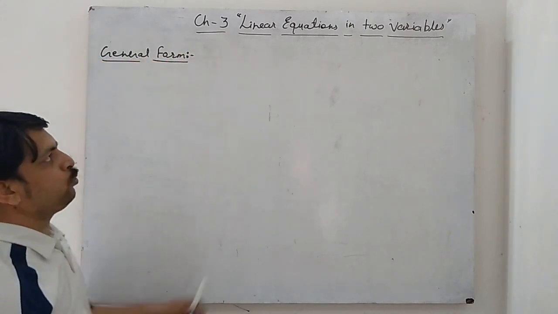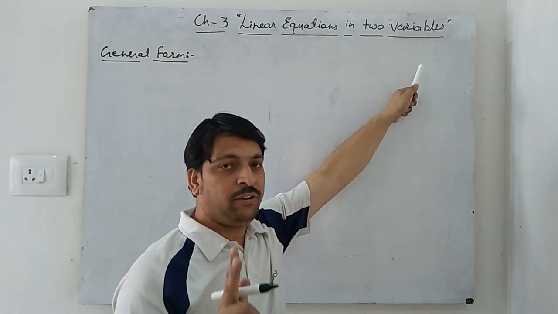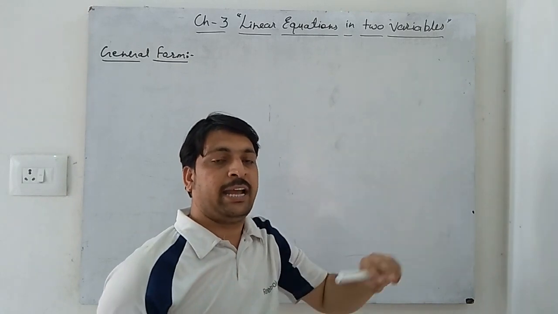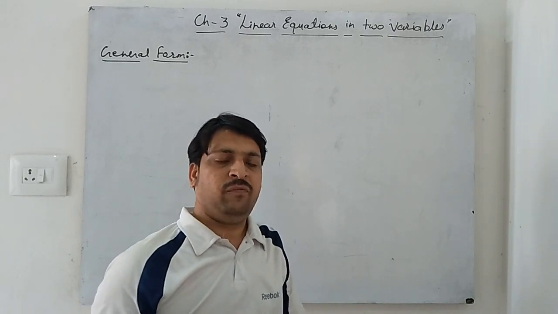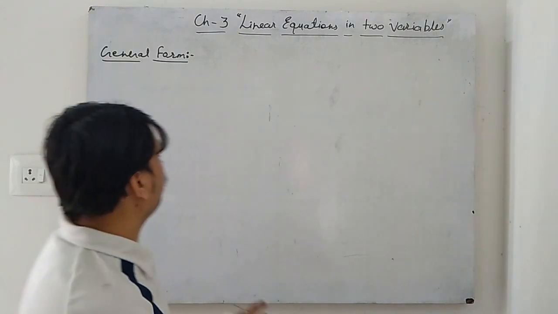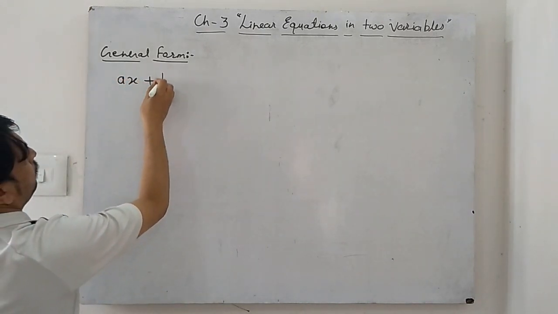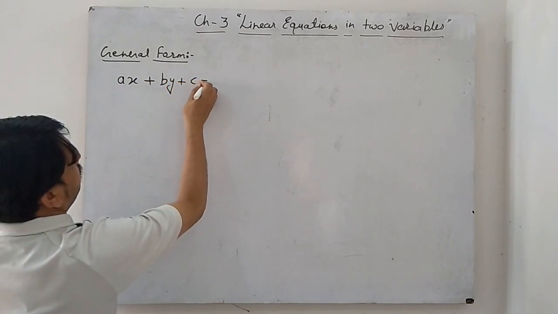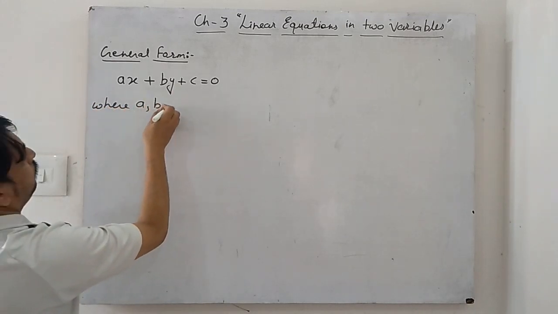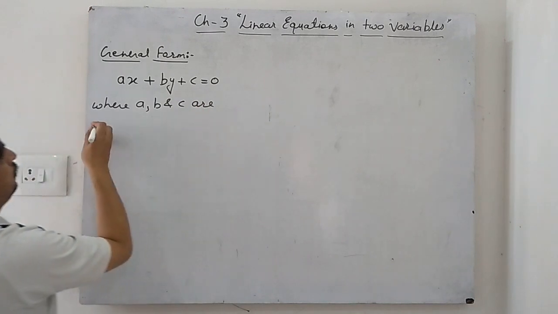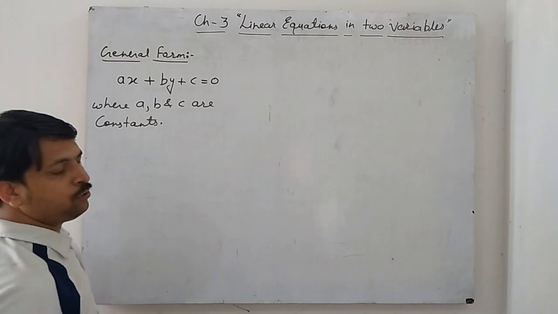Students, first we have to take linear equations in two variables. We have to take two variables. We can take x and y, we can take l and m, we can take y and z, but generally we use x and y. So what will be the general form of linear equation? It is ax plus by plus c equal to 0, where a, b and c are constants.